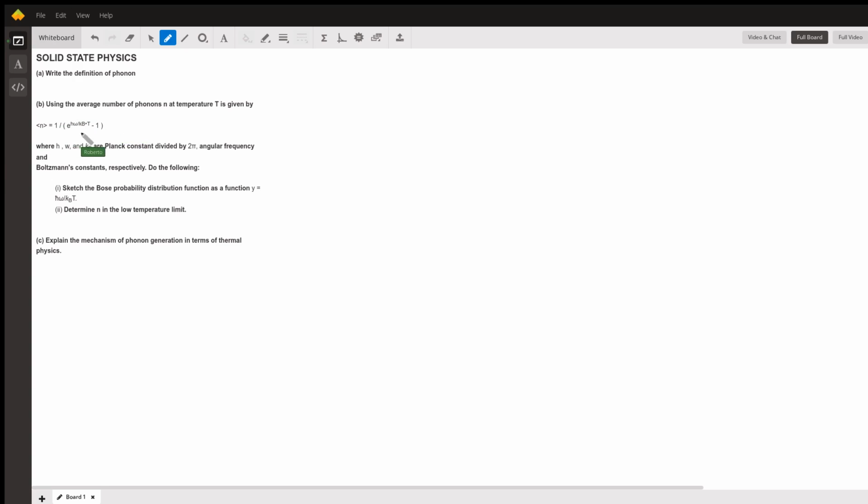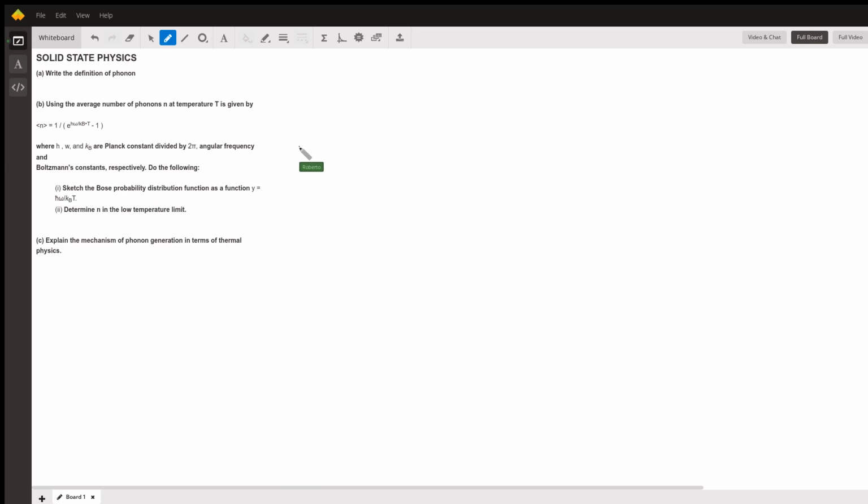Now, we're given this equation for the average number of phonons. It's a function of temperature. This is just the Bose distribution, and we can just plot it. Let's use the plotting function here. Let's make the exponent just x. Let's plot it, and we can ignore the negative temperatures. We can see the function blows up at 0, which is the high temperature limit, and it goes to 0 at low temperatures.